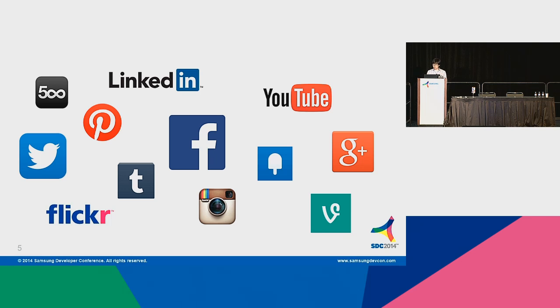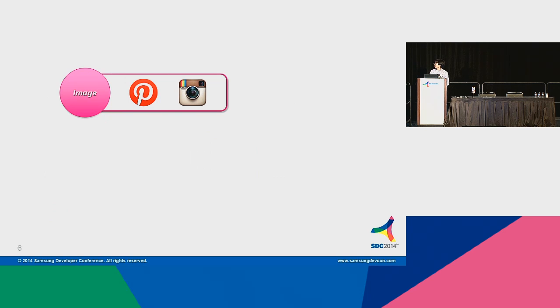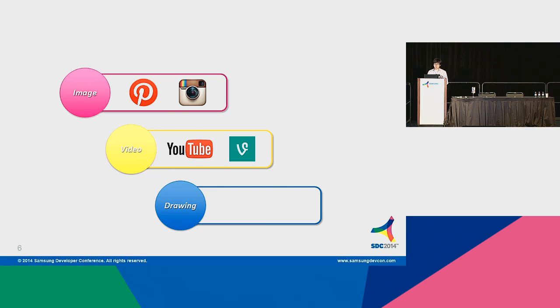So the most popular social networks focusing on images and photos are Pinterest and Instagram. And as you know, YouTube and Vine are focused on video clips. Then how about drawings? Yes, right, PEN.UP is focusing on drawings.